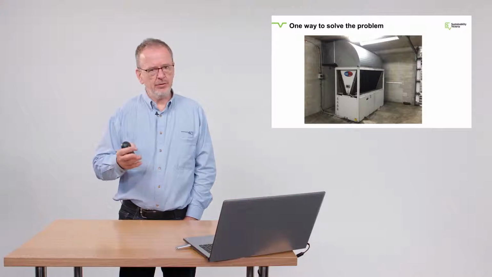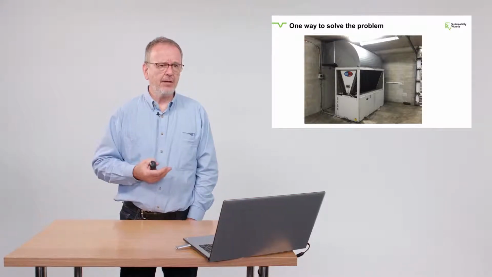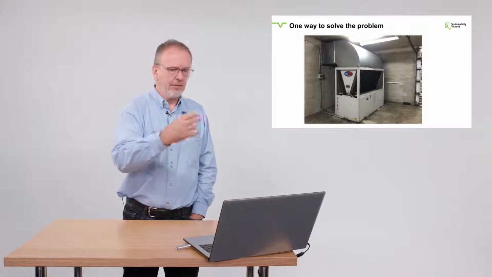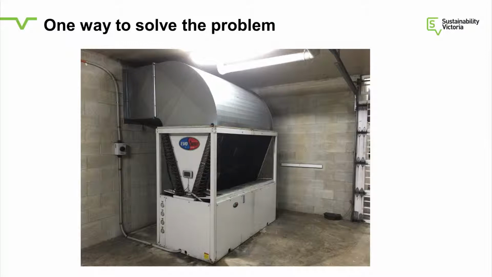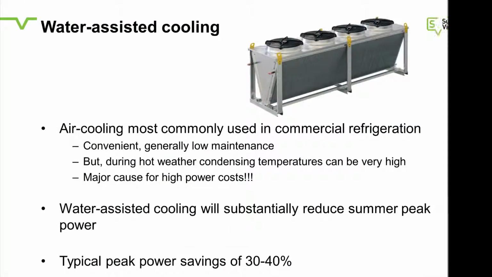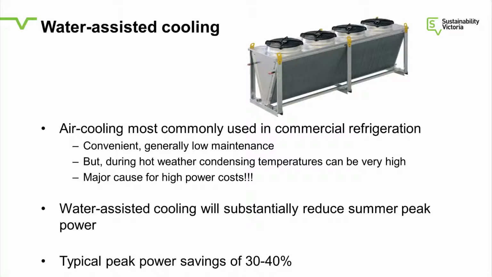That can work. You need to allow for the pressure drop in the duct, but if it's properly designed, you can have the unit inside the basement so it doesn't annoy anybody, and even in this case, it actually serves as ventilation for the car park area as well. So water assisted cooling, remember that demonstration I did earlier. Air cooling is the most common way of doing condensing in commercial refrigeration. Water assisted saves energy quickly, and you can get 30 to 40% power savings at peak.